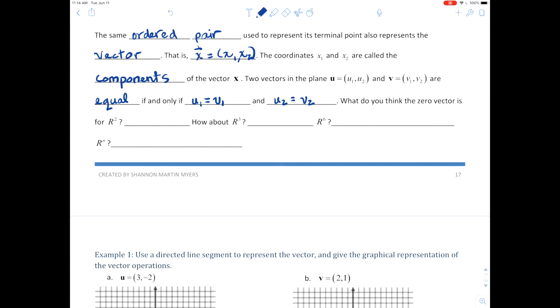What do you think the 0 vector is for R2? Good. We would just write a 0 with an arrow over it, and it's going to be 0, 0. So it has no length at all. It has a length of 0. How about R3? Awesome. Look how the 0 with the line over it doesn't change, right? But since we know now that we're in R3, it's going to be terminating at the origin.